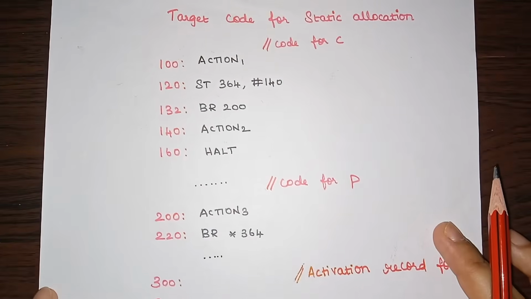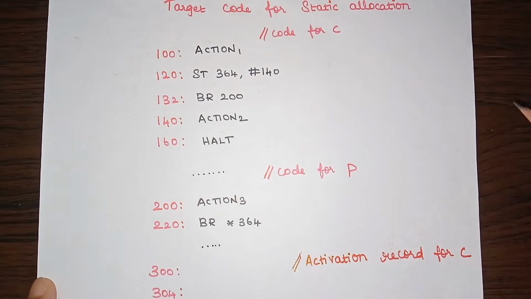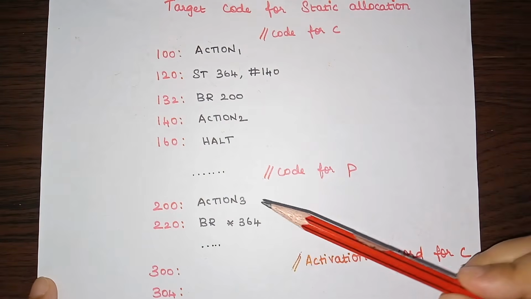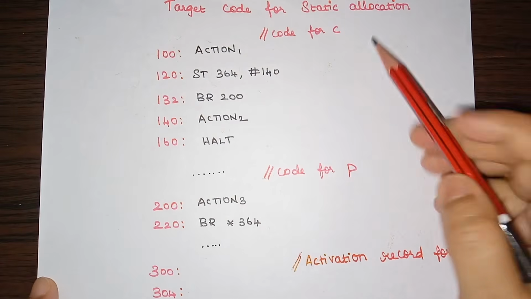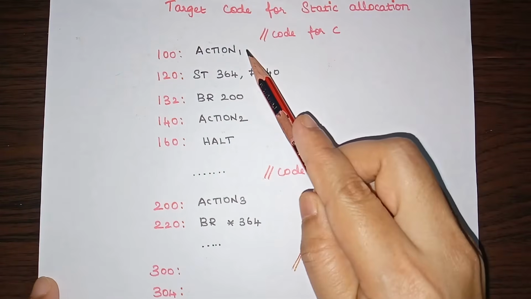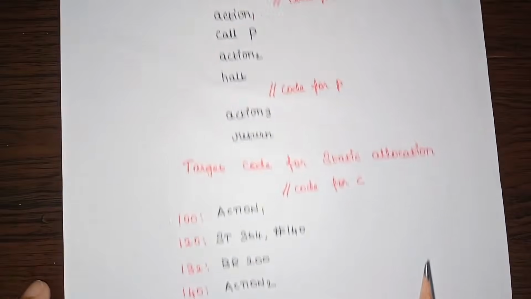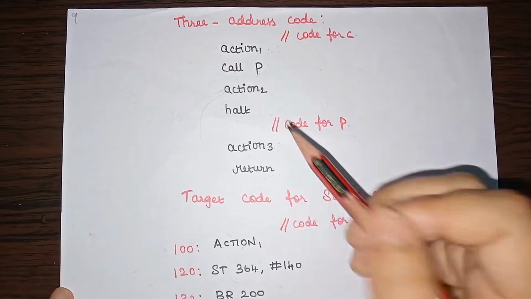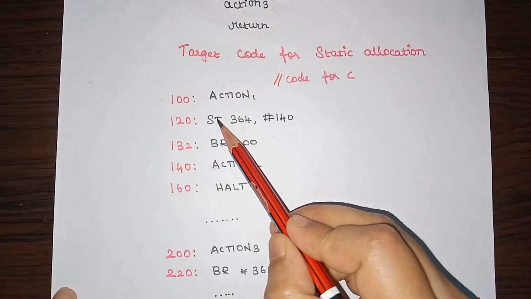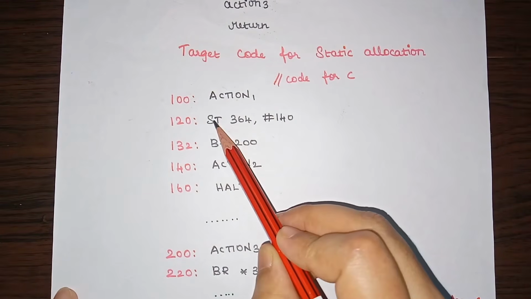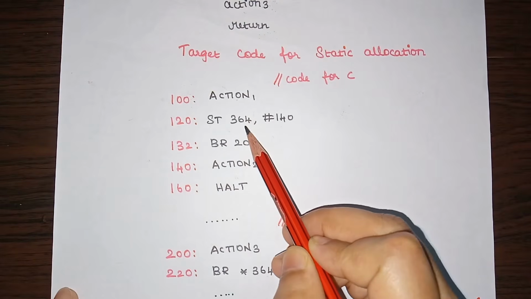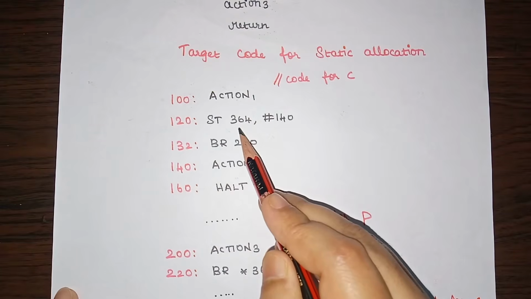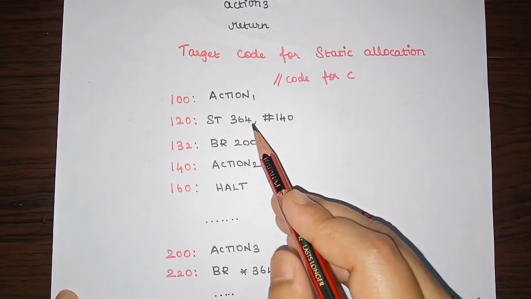So here this is the target code for static allocation. This is the C procedure, and this is the P procedure. In the procedure C, first we have action 1, and after the action we have call P. Whenever we are calling a procedure, we should include two statements, right? One is store and the next one is branch. Here store gives the address of the beginning of the activation record for the callee.